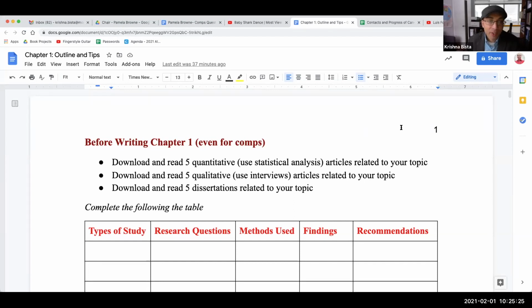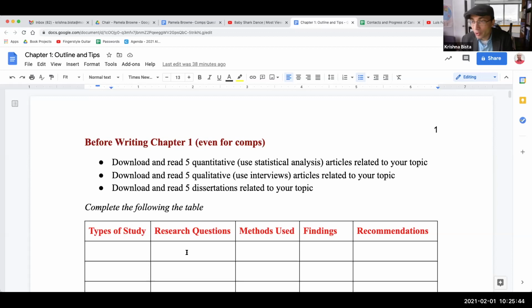So always my recommendation, even for the comps, any of the questions of comp number 2 or number 3, look into a few dissertations, a few articles, and complete this chart. You don't have to write a lot, just a few words or sentences, and this will give you a good summary, a good idea of this.